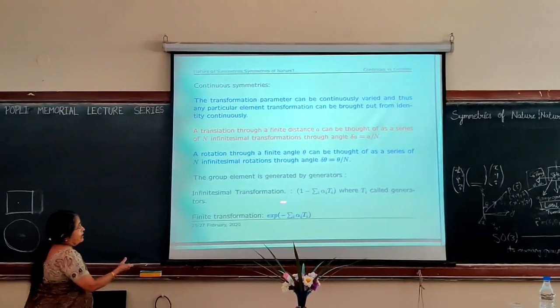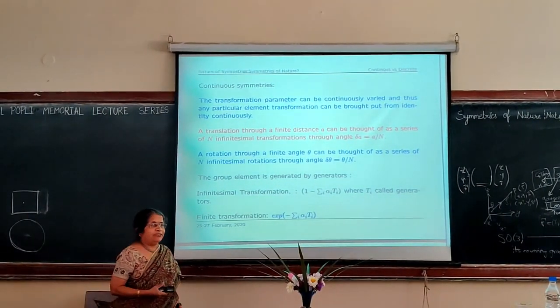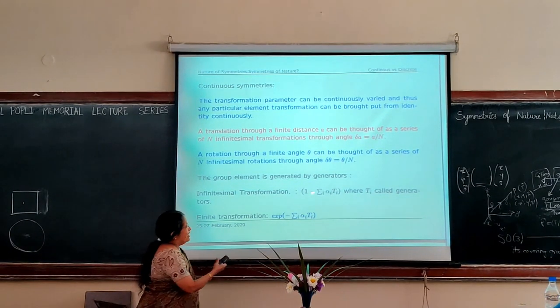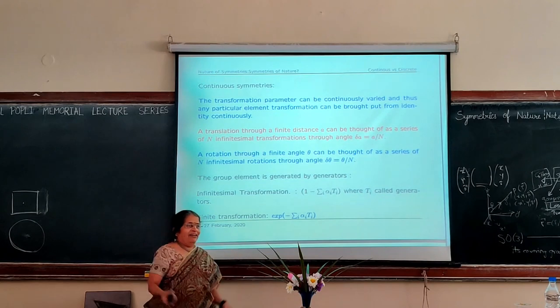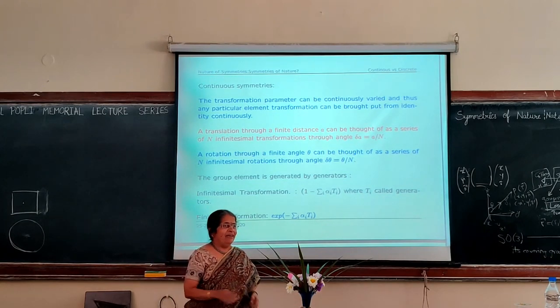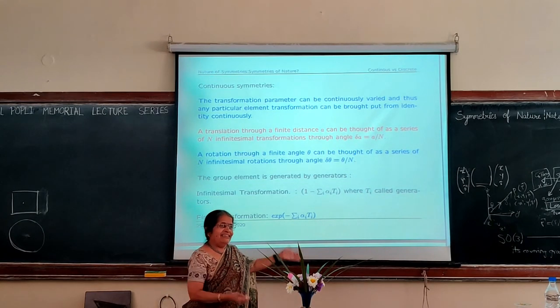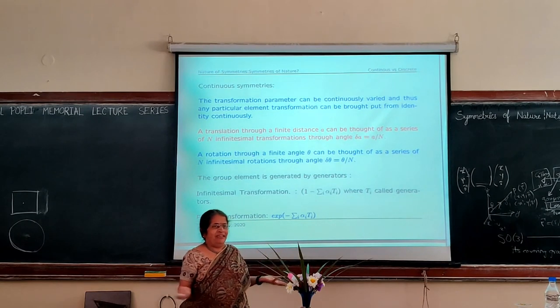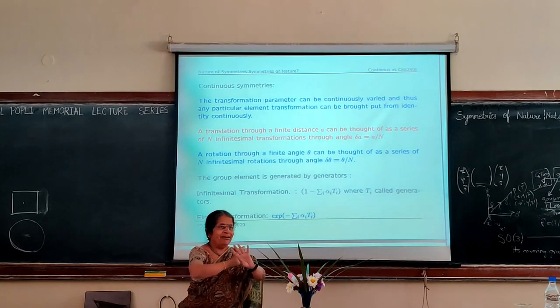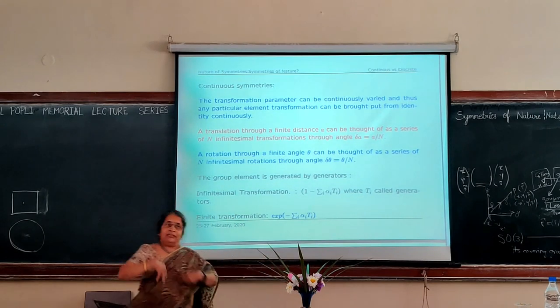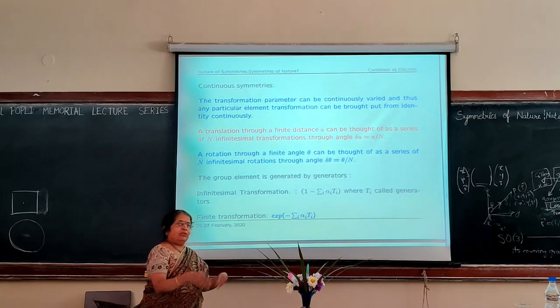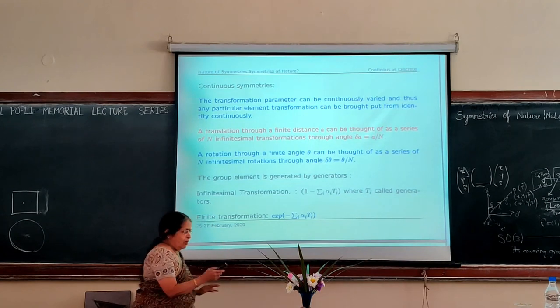And then a finite transformation will simply be an exponential of this, no? Because it is 1 minus the summation over i of alpha i t i, all to the power n. And I'm sure you have all learned that in the limit n tending to infinity, this goes into an exponential. So this is just the usual mathematics that we will do, except that sometimes it gets extended to the case of matrices, which is fine.